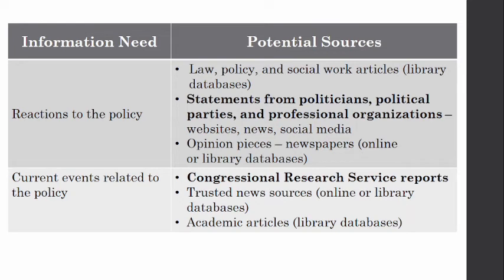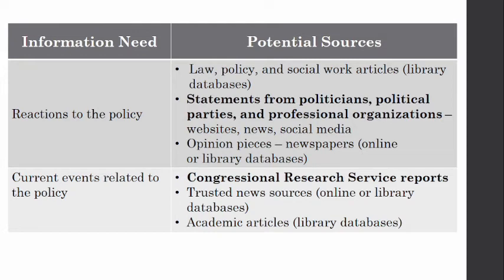Now, another type of information you may need would be reactions to the policy. Statements from politicians, political parties, professional organizations, these are all really useful. And the politicians are already sourced on that govtrack.us we talked about. But you might also want to look up opinion pieces in newspapers or opinions from experts and academics, people like lawyers or social workers. And looking in library databases can give you some thoughts on what people are thinking about that policy specifically or that issue in general.